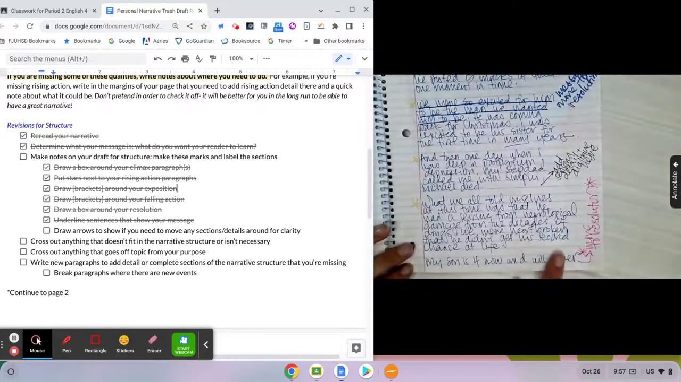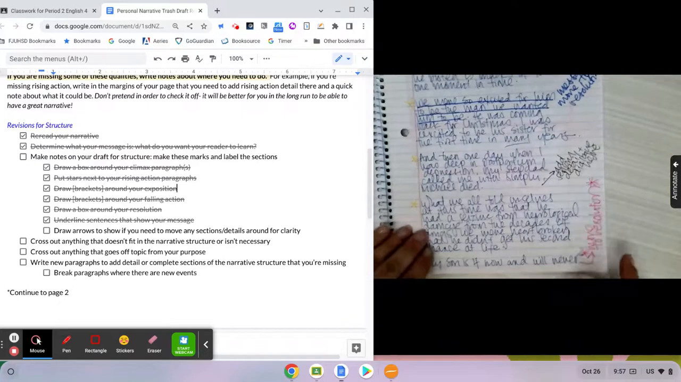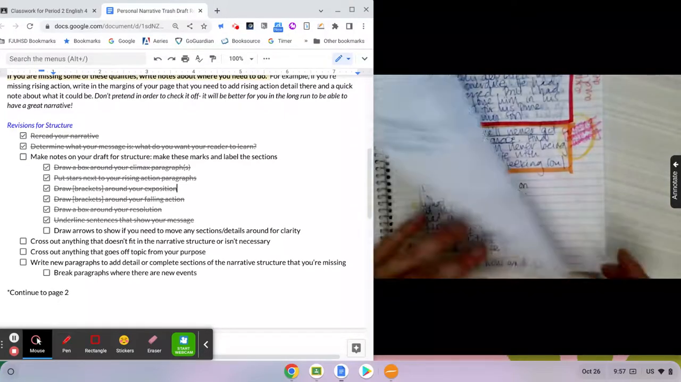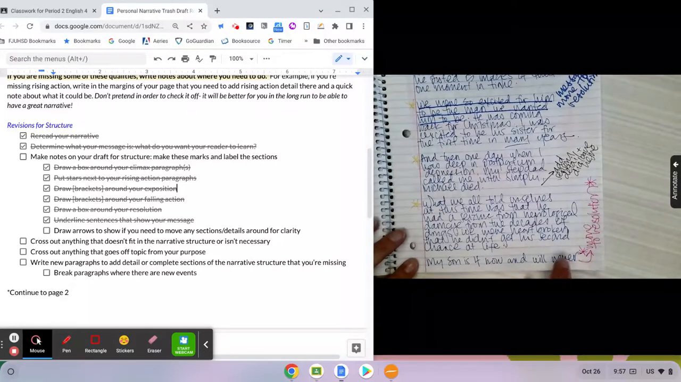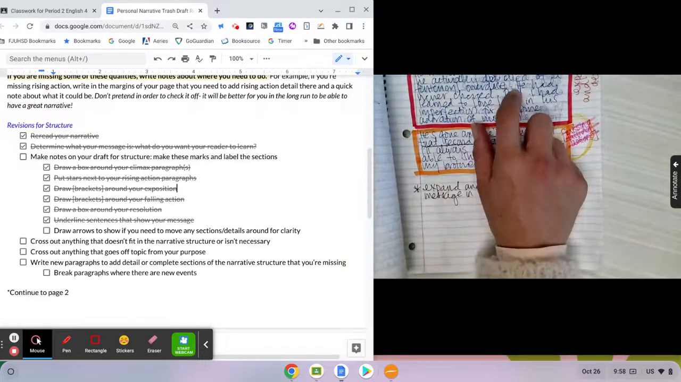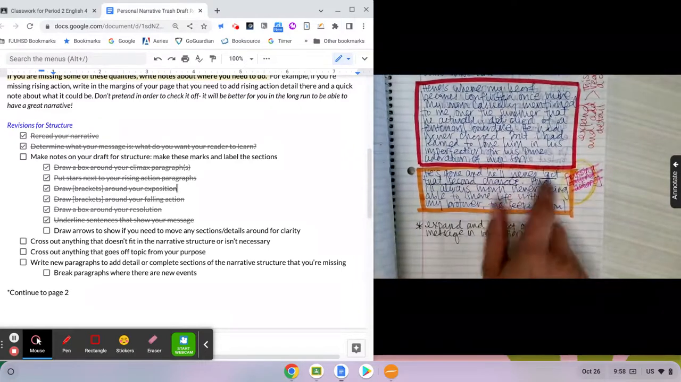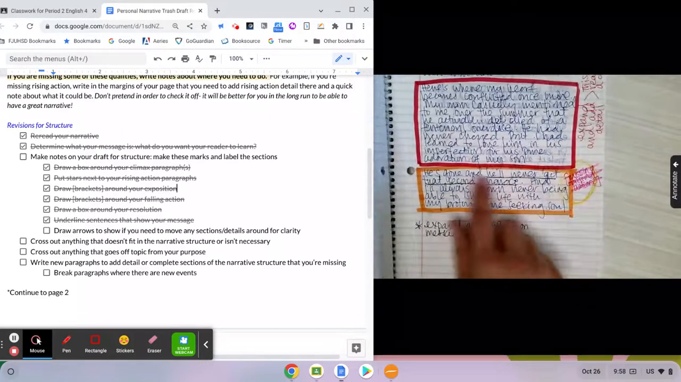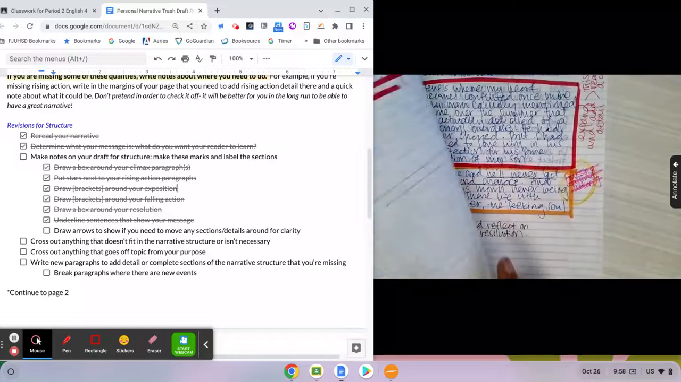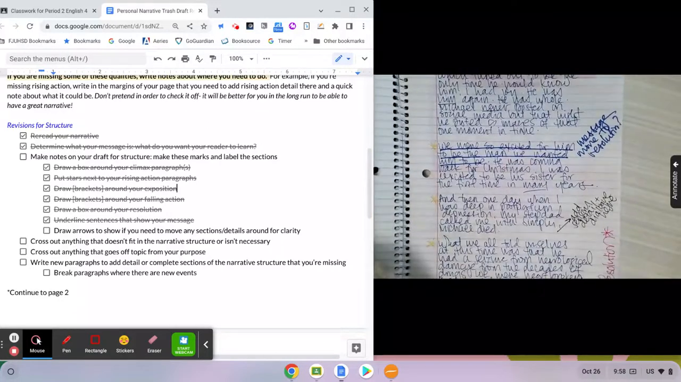Then I drew an arrow here because I think I need to reorganize some paragraphs where I'm reflecting on my son not knowing my brother, but that's before the climax. So I think that reflection needs to go into either the falling action, and I need to put the arrow there, or it needs to go into my resolution. So I know I need to reorganize some stuff.